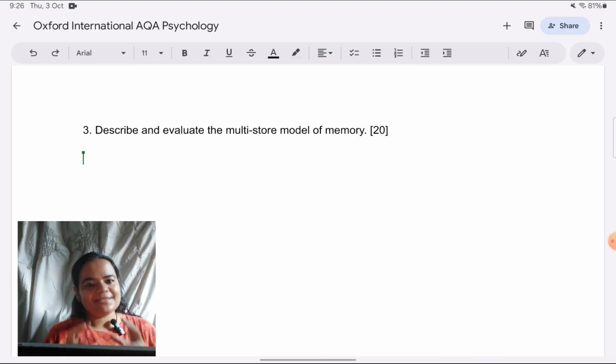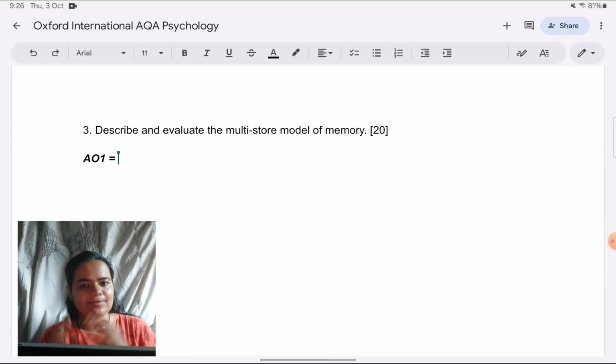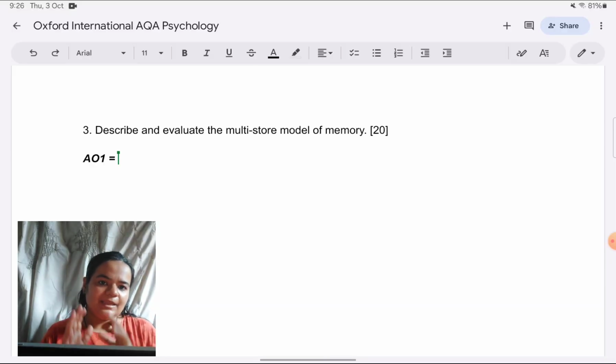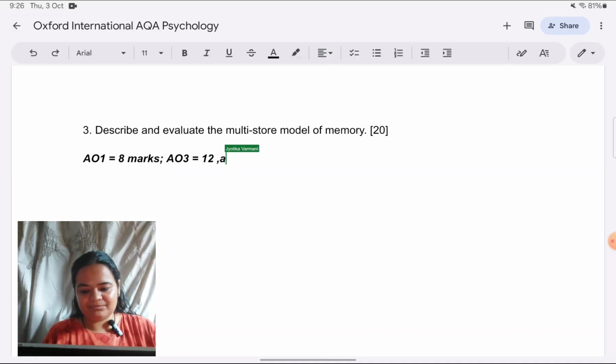Okay, now let's see what is the breakdown of 20 markers in our paper. Firstly, we should know AO1 in a 20 marker unless a scenario is given. Sometimes even for 20 markers, a scenario is given. This is a very simple 20 marker question. So unless a scenario is given for these type of questions, AO1 is worth 8 marks and AO3 is worth 12 marks. Again, no hard and fast rule of how we have to cover.